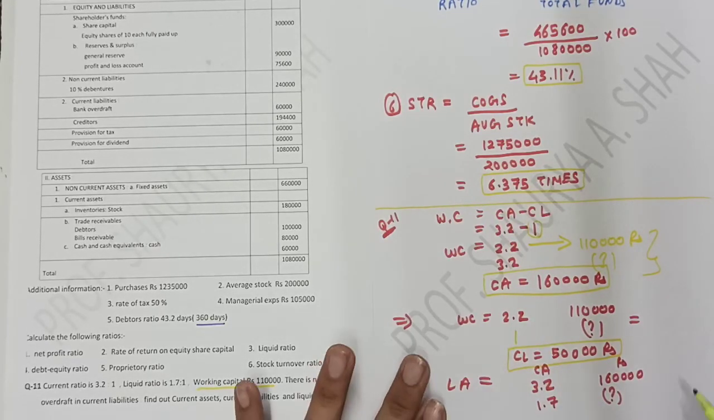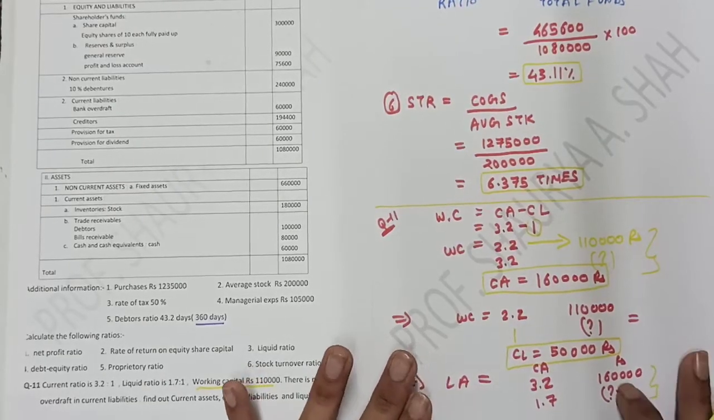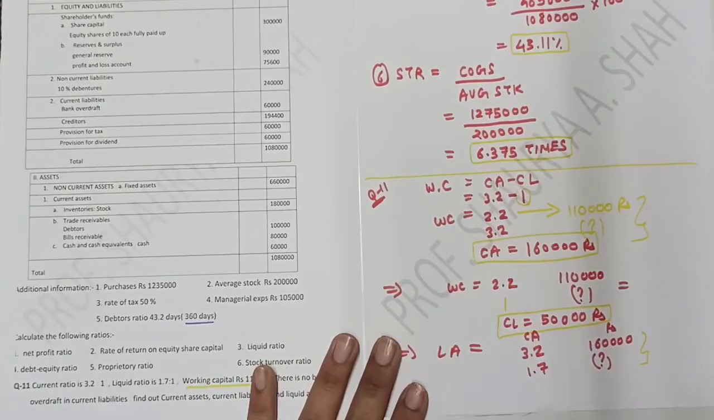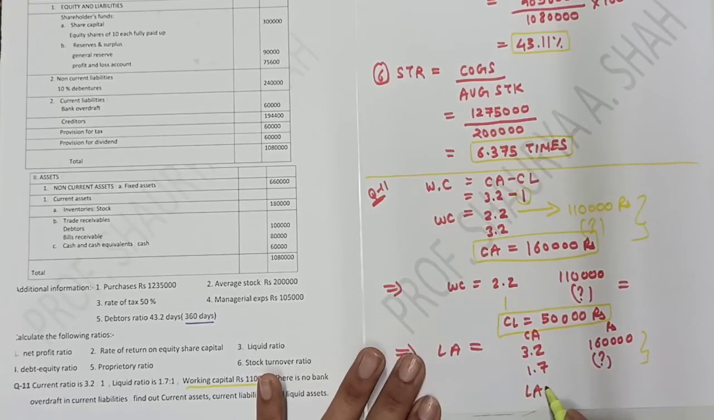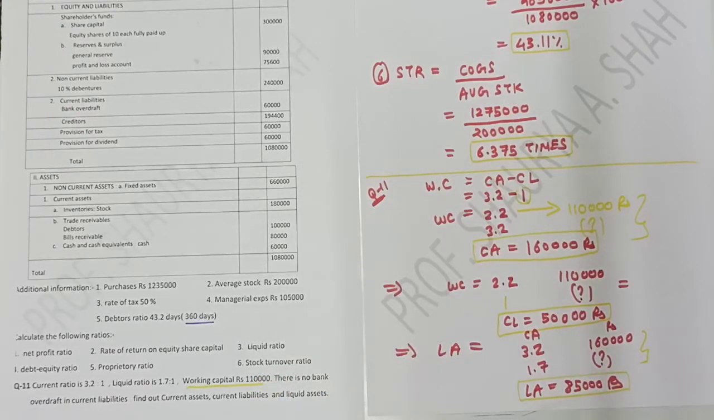So what is the value for that? Cross multiply it and calculate, students. You will get the answer of liquid assets is equal to 85,000 rupees. I hope it is clear to each and every student, right? This was asked for 3 marks in university exam. If you are clear with the formulas, you know the concept, it will be very easy for you. Ratio analysis is a very scoring chapter, students.